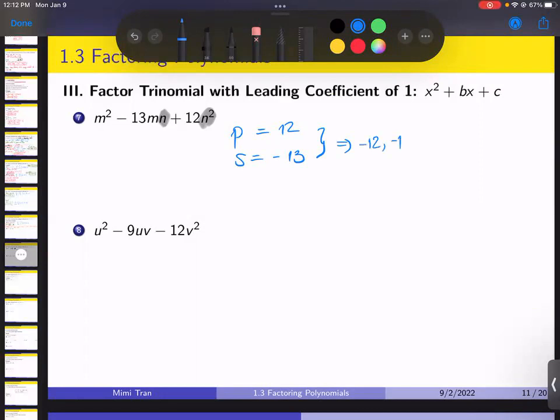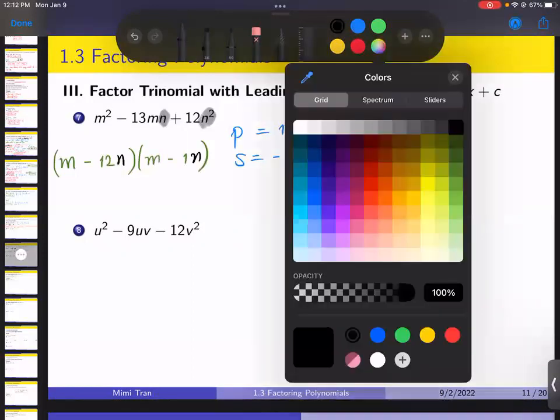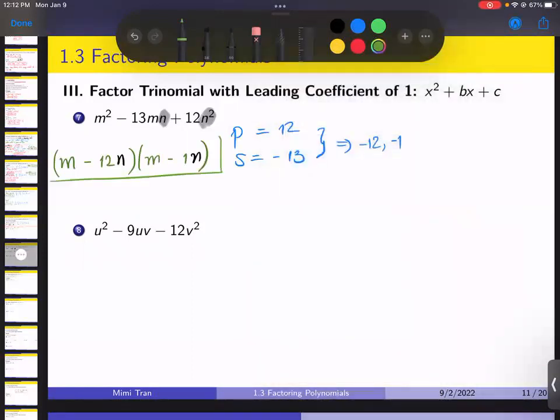Negative 12, negative 1. Yeah, so negative 12 times negative 1 is positive 12. Negative 12 plus negative 1 is negative 13. So it's all right. So here I have m minus 12, and then m minus 1. And then the last, you put the n back, right? Then you're done. And then you can check. I'm not going to check, but you can check it yourself and put in your head. Do you have any question up to this point?